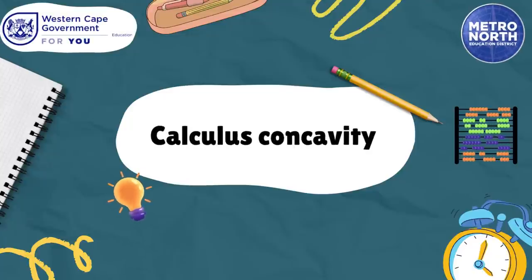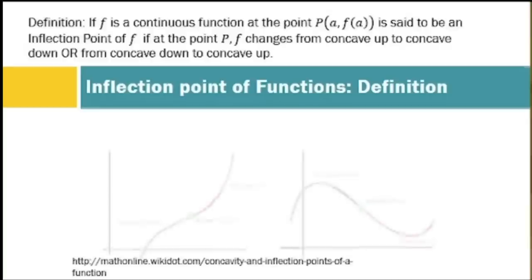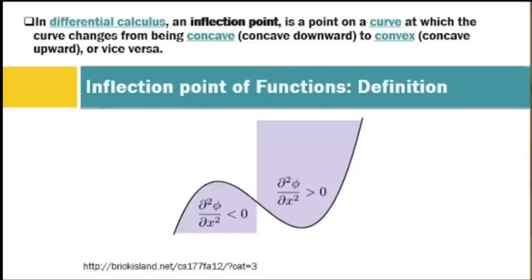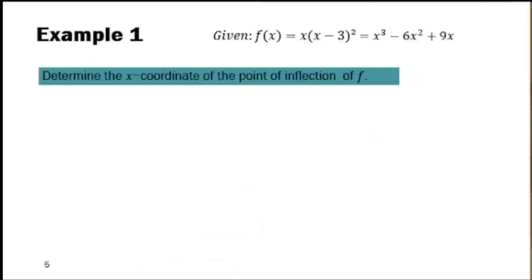To determine concavity, we need to know the inflection point of a function. So what is the definition of an inflection point of a function? An inflection point is a point on a continuous function where the function changes from being concave up to concave down and vice versa. So in differential calculus, an inflection point is a point on the curve in which the curve changes, like we said, from being concave up to concave down.